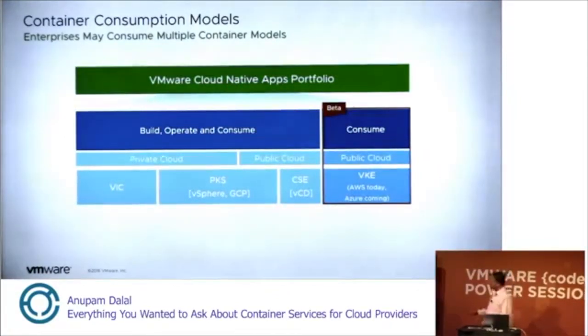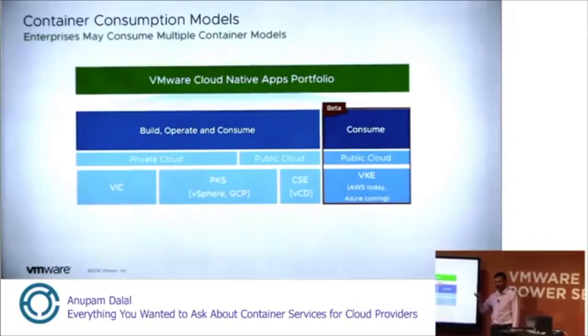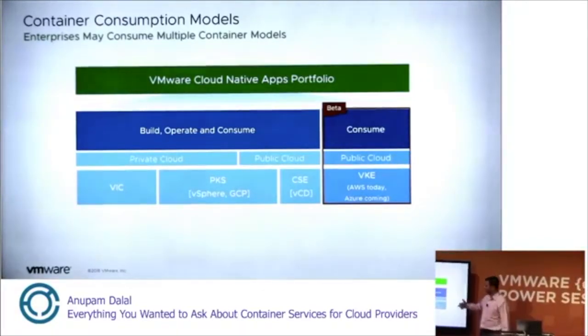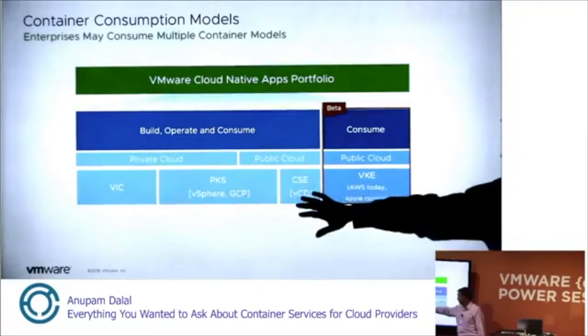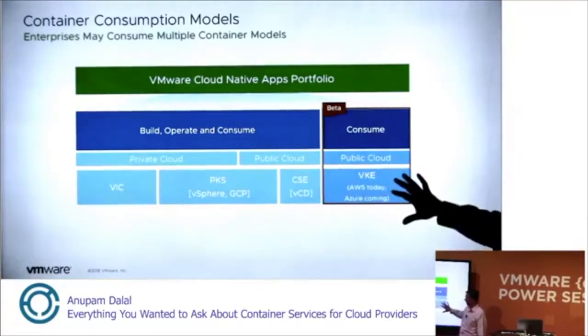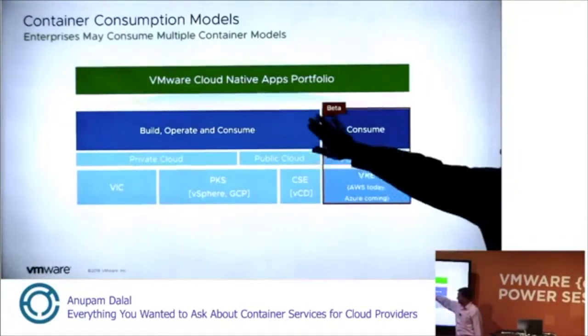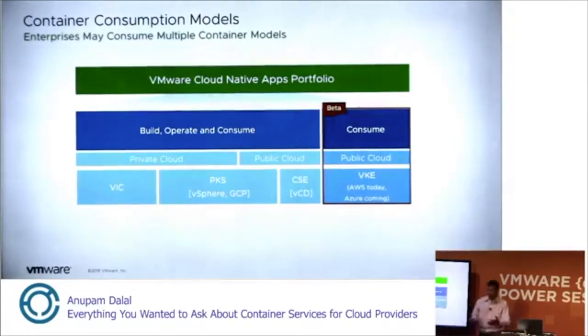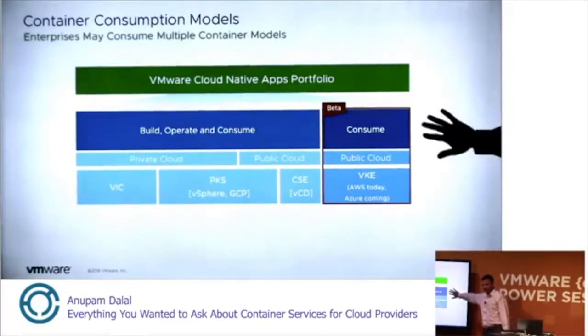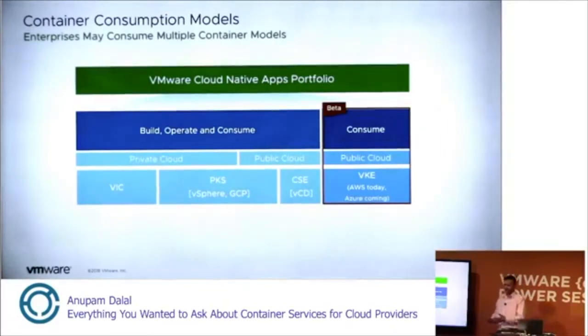All right. So from the VMware portfolio perspective, just to present a different perspective on that slide, the Cloud Native Apps portfolio consists of a bunch of products and services. As I mentioned, these products and services you build, operate, and consume as a provider, whereas over here your tenants consume these and you manage them on top of public clouds.